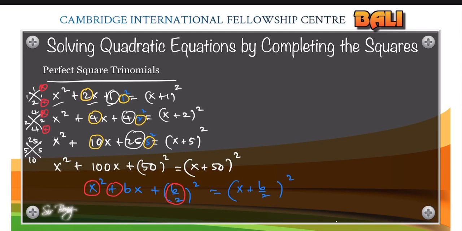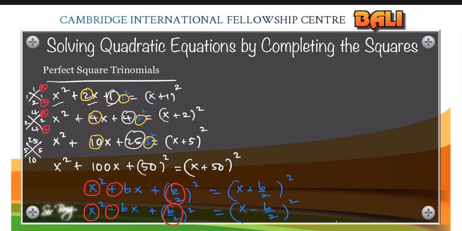If it is minus, x squared minus bx plus the same thing, this is b over 2 squared here. So this is equal to, again, you need the three items only. So we have x, the sign, and the b over 2. So this is just x minus b over 2 squared.